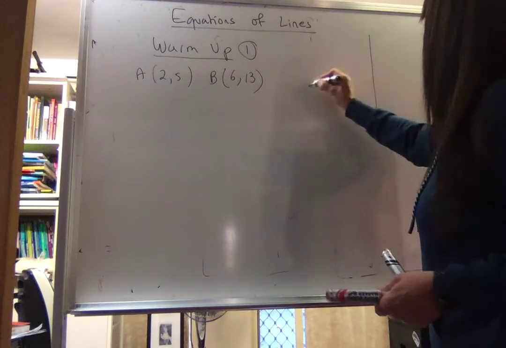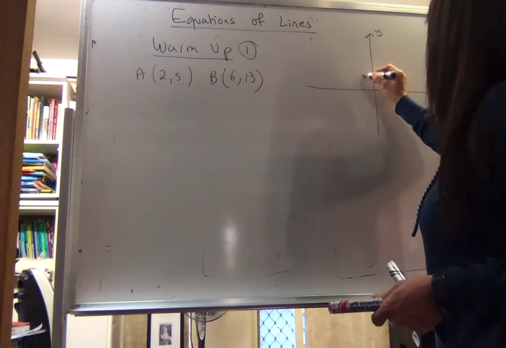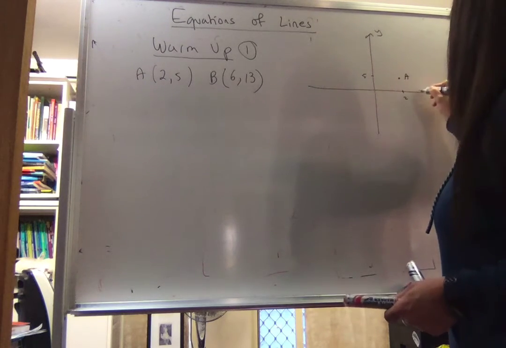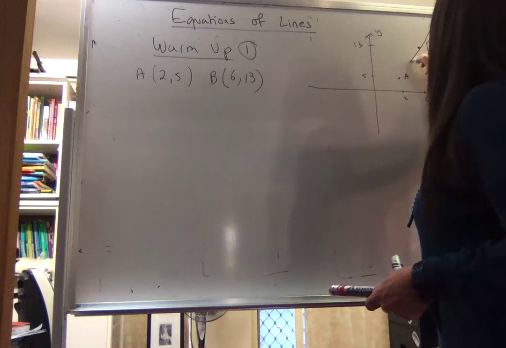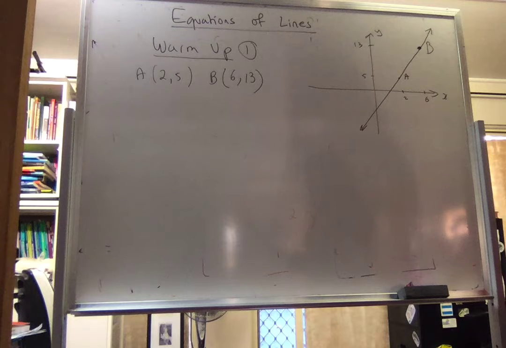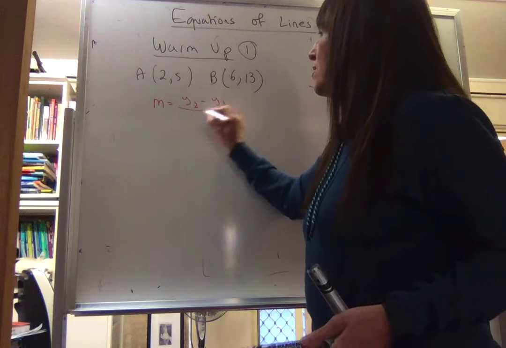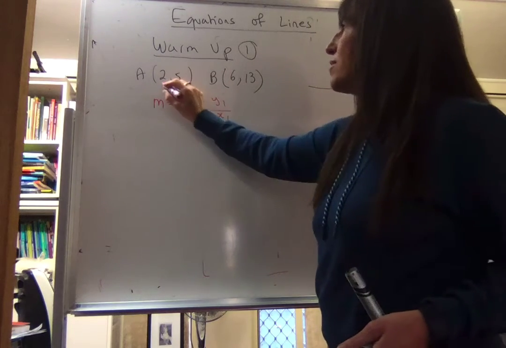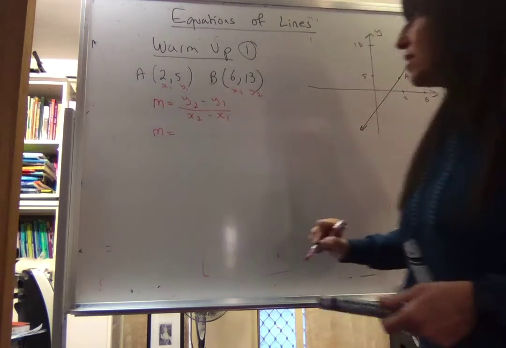If I quickly sketch this on the side, just to give you an idea of what this looks like. So 2, 5 is somewhere over here. This is point A. And 6, 13, somewhere here, that's point B. So what am I doing? I'm finding the equation of this line here. Okay, let's do that. Well, do I have the gradient? No. Can I figure out the gradient? Yes. I can use m equals y2 minus y1 over x2 minus x1. This is my x1, y1, x2, y2. Let's find the gradient there.